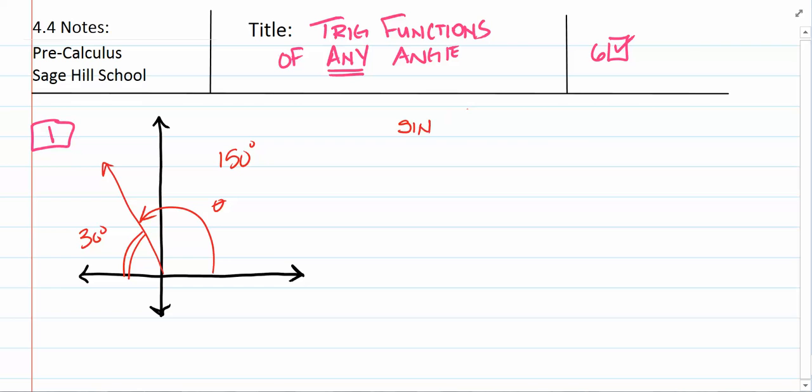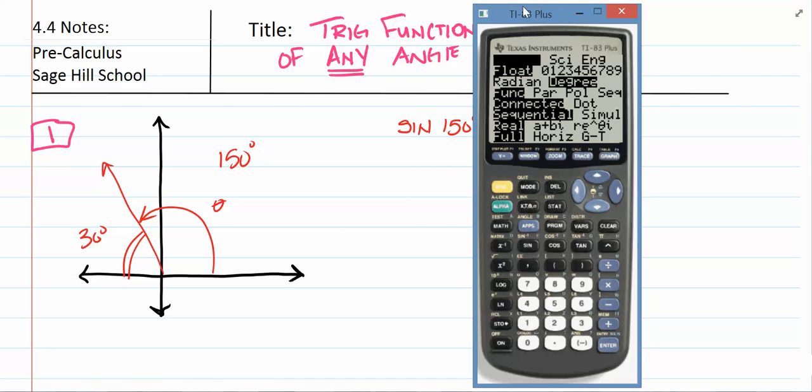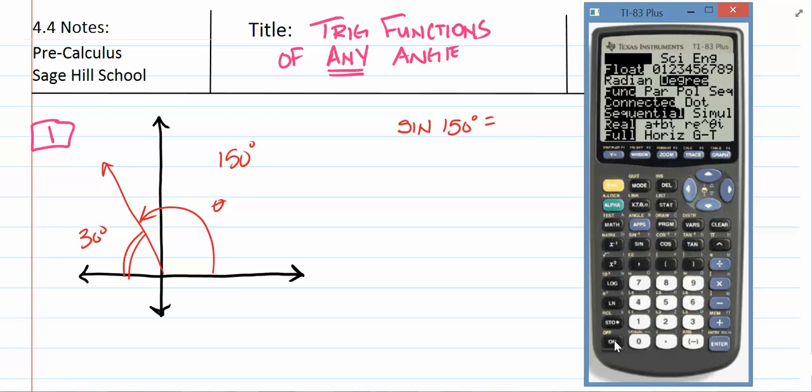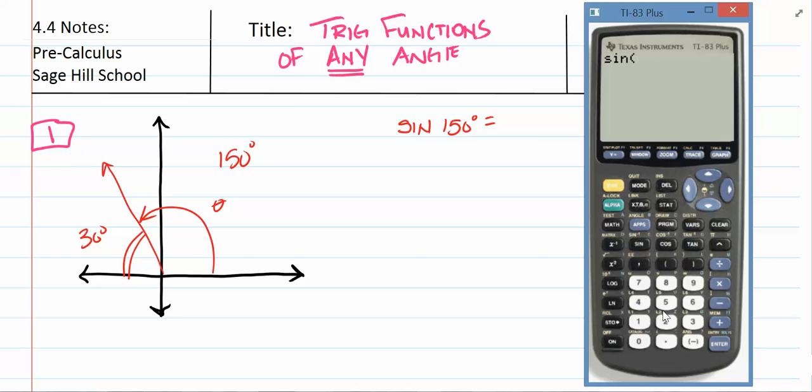In our calculators, let's figure out what's the sine of 150 degrees. What is the sine of 150 degrees? Well, I'm in degree mode, so let's just go ahead and check it out. This one should look familiar to you. What do you get? You should get 0.5, right?